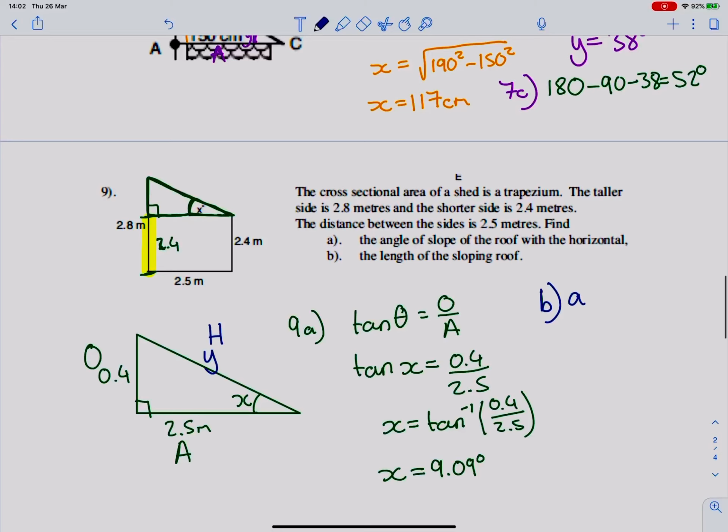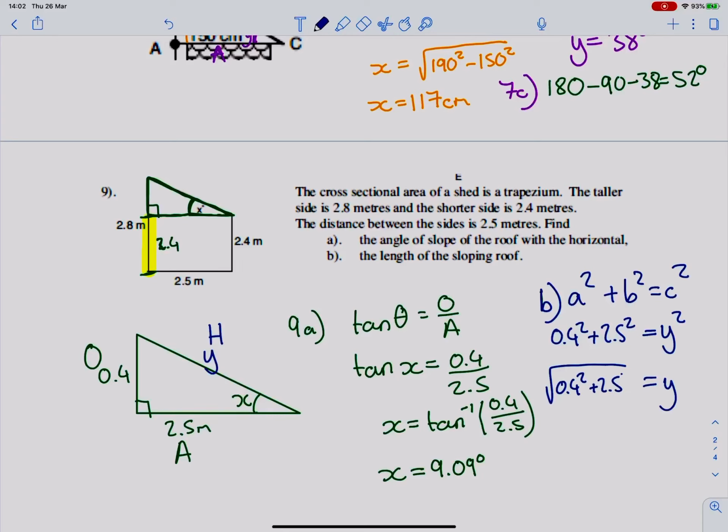So a squared plus b squared equals c squared. C squared we know is the hypotenuse, so that's going to be y squared. A squared and b squared don't matter which way around, so 0.4 squared plus 2.5 squared. You want y on its own, you don't want the squared, so y equals the square root of 0.4 squared plus 2.5 squared. Work out what that's going to be, press the S to D button, and you get y equals 2.53. And that's all you had to do for that exercise.